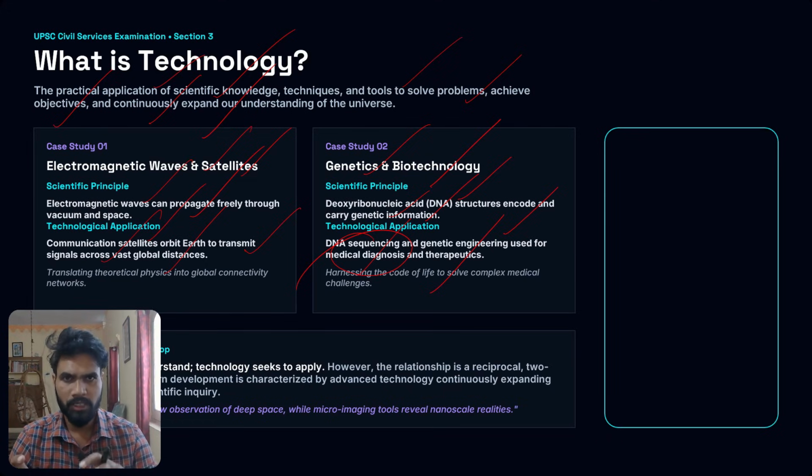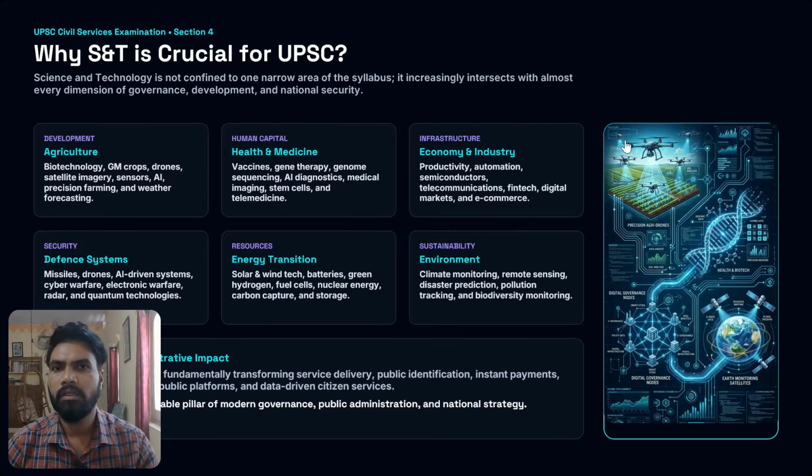So this is what science is and this is what technology is. I hope you have understood it. We will move forward. Why is science and technology crucial for UPSC?